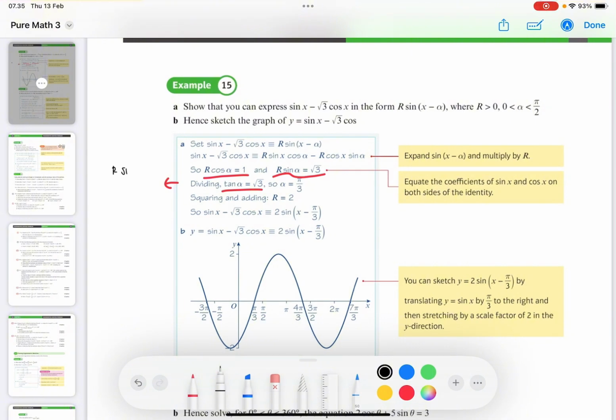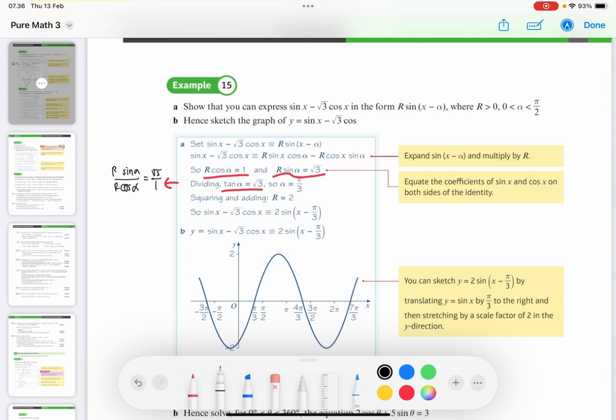R sine alpha over r cosine alpha. Here is gonna be 1, root 3 over 1. That's why here tangent is root 3. And then the alpha you will get from arctan of root 3, right? That's why here pi over 3. And then squaring and adding, r you will come up with the value of 2.